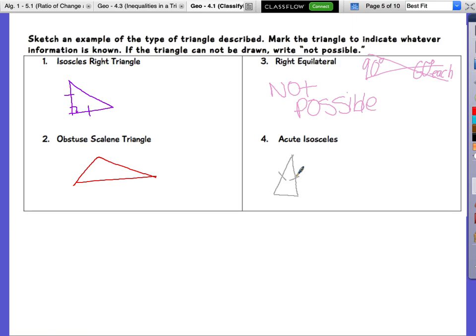Please and thank you. Okay, so this is an acute triangle, because it has all acute angles. All 3 angles are acute. It's also isosceles because these 2 sides are the same length. They're congruent. Very good. Questions on these 4?